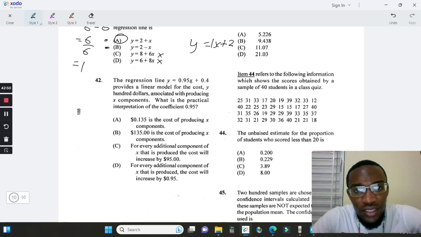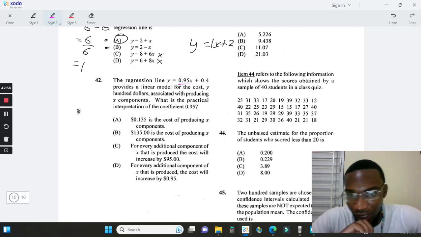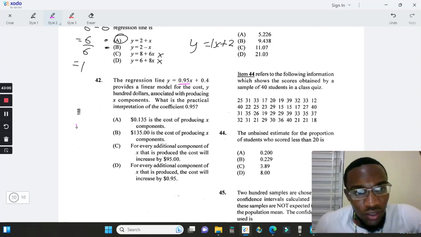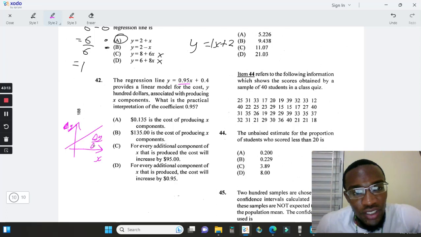Now, this right here is the gradient. What's the interpretation of 0.95? That is the gradient. So what is gradient again? Remember, gradient is change in y over the change in x. This is y, and this is x. This is giving us 0.95 per 1.